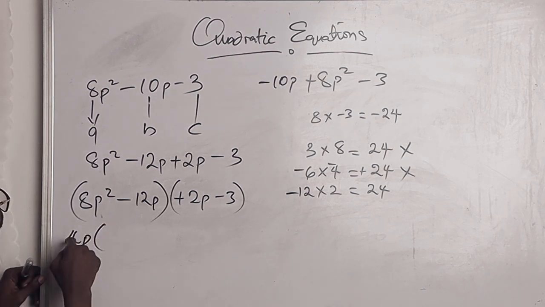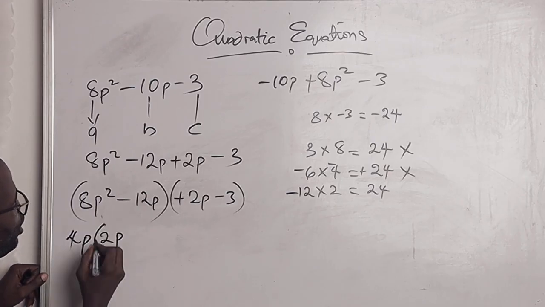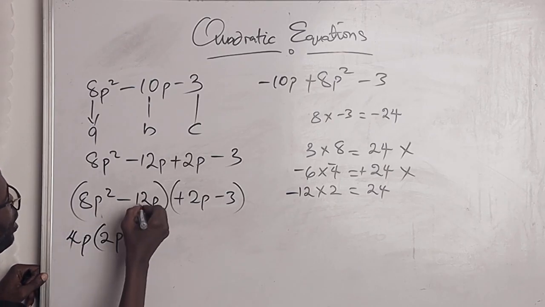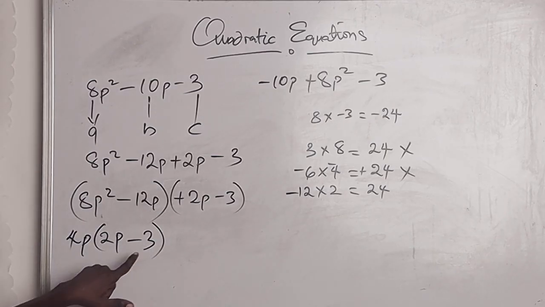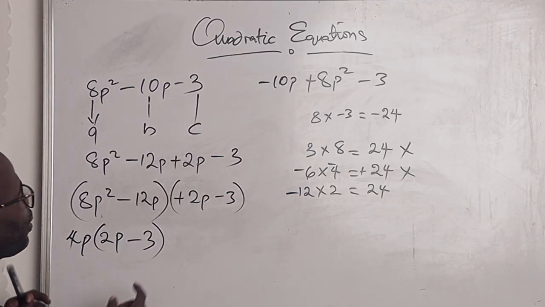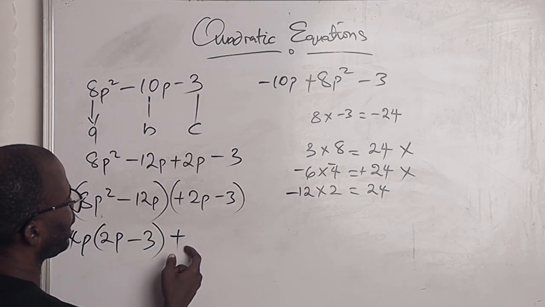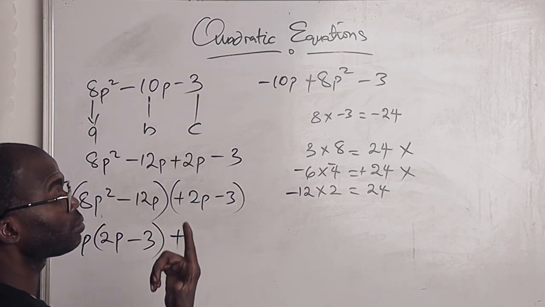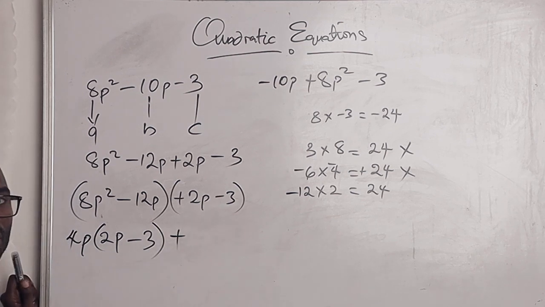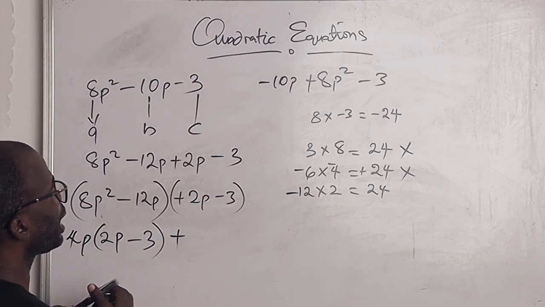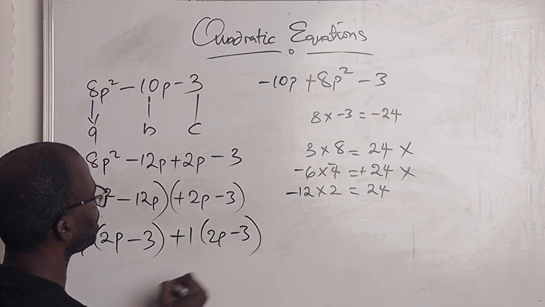That will give us what? 4 in 8, that's 2. Then p in p squared, that's p. 2p minus what? 4 in 12, that's 3. So 2p minus 3. Now, you have plus here. What would you have here as the coefficient of this? This is just 1, because 1 multiplied by this, you will have everything same as this. So plus 1 bracket 2p minus 3.